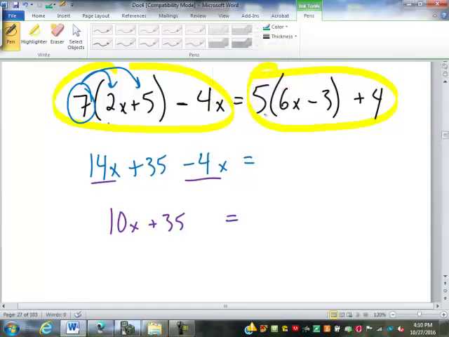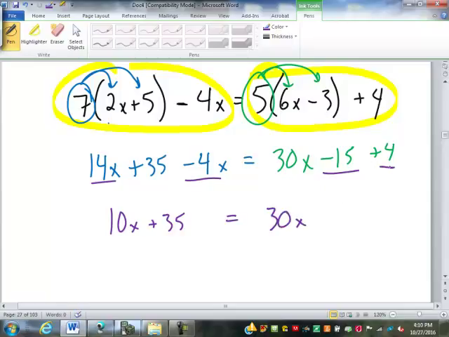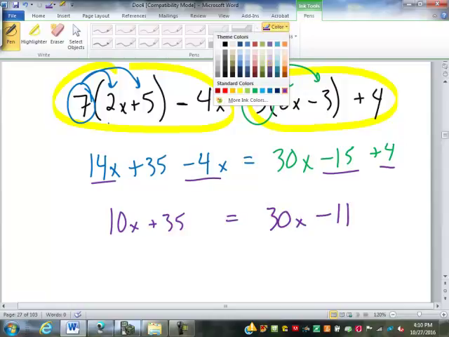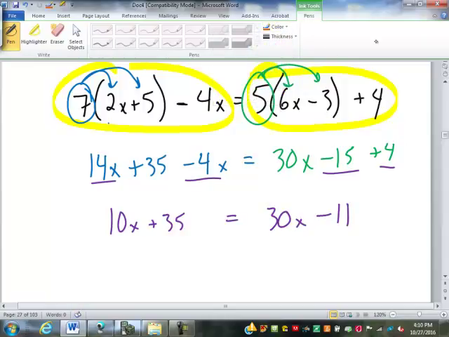On the right side of the equation, what can we do? 5 times the parentheses, 5 times 6x, 30x, 5 times negative 3, negative 15. And of course, we still have the plus 4 there. Anything else we can do on the right side? We can combine negative 15 and 4. So the 30x doesn't change. Negative 15 and 4 makes negative 11. Now we've done everything we can on each side. Is there anything else we have to do before we start to solve?